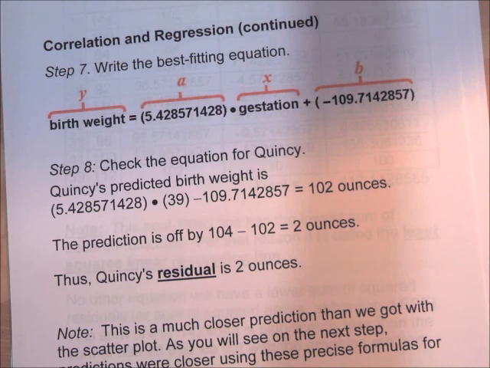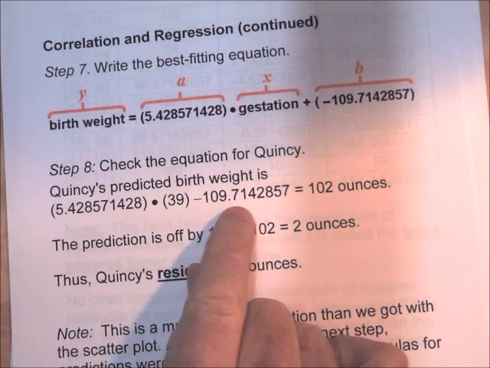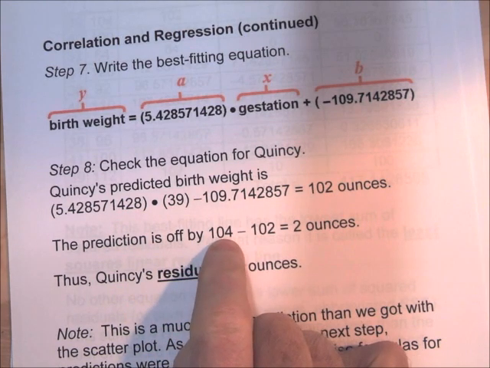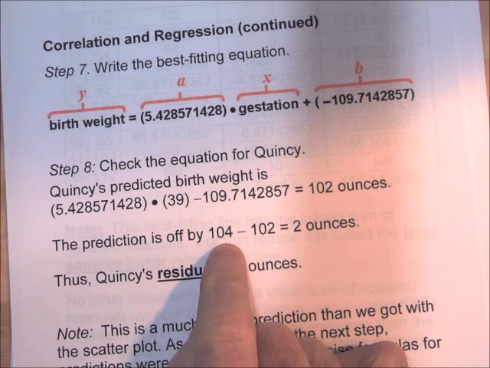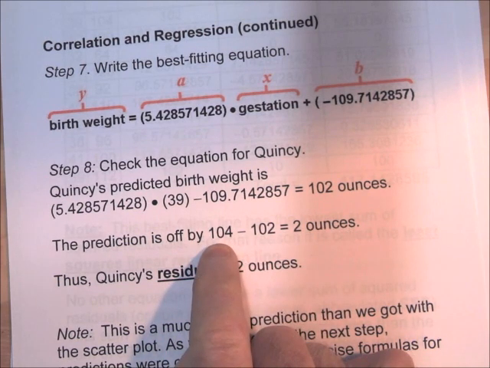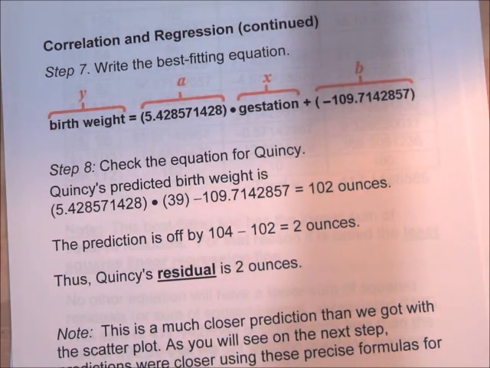So Quincy was born after 39 weeks. Quincy's predicted birth weight, 5.42 something times 39 minus 109 point something, is 102 ounces. Quincy's actual, or observed, birth weight was 104 ounces. So the residual, or the prediction error, is 104 minus 102, which is 2 ounces. So this is a closer prediction than we got with the scatter plot.